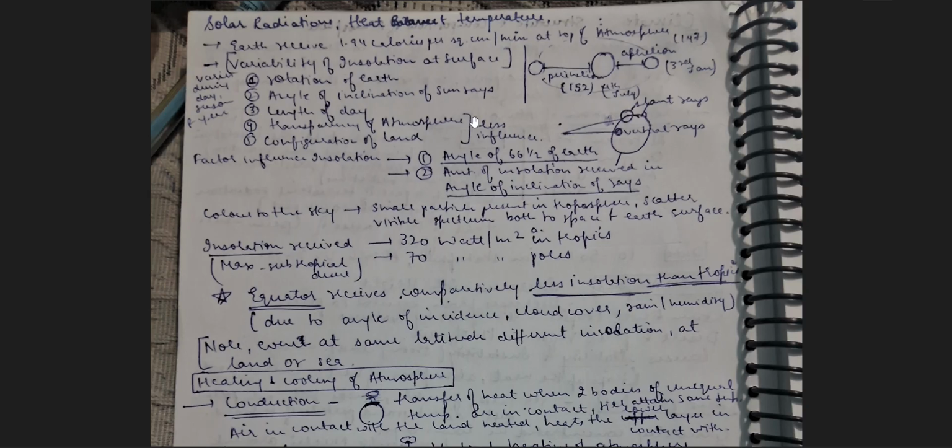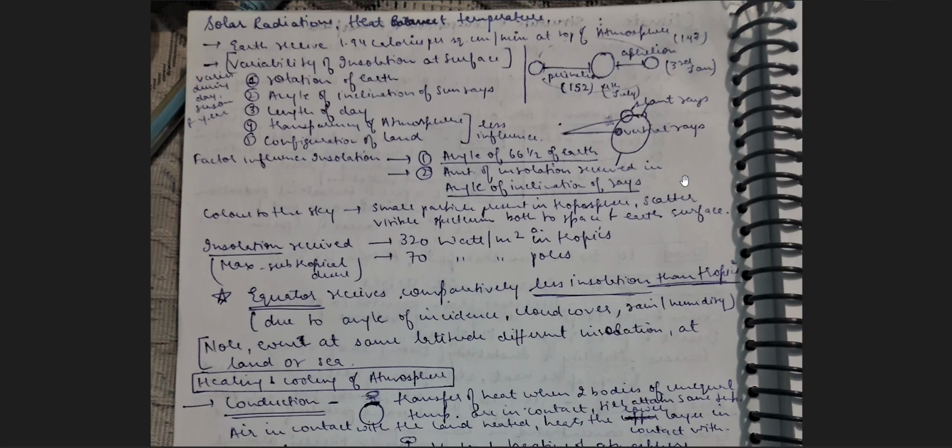For example, if there is empty land, with no buildings and no trees, that sort of land will face more scorching heat, more solar radiation, more insolation, right? Yes. Now, factors which influence insolation. The first is the angle of 66 and a half degrees of the earth. As we know, this angle of the earth is 66 and a half, so because of this angle there is an impact on the solar radiation that we see.